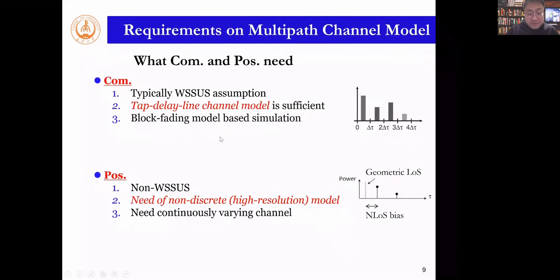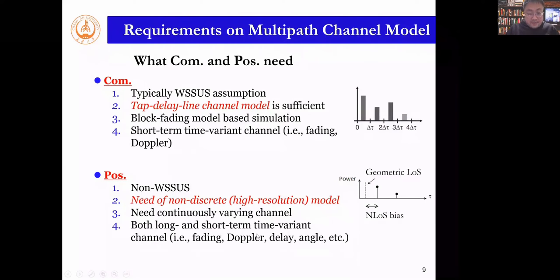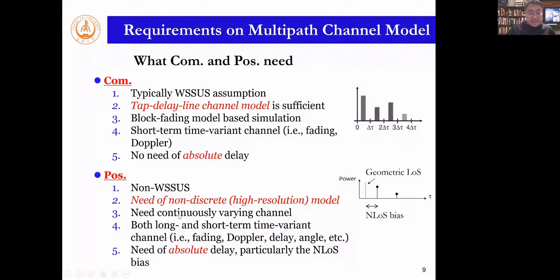The traditional block fading model is very popular for communication, but for positioning, we need a continuously varying channel model. This is what we call a time varying channel model. Of course, we can add some short-term fading on top of this block fading for communication, like small scale fading, and we add a Doppler effect. That is enough for communication, but for positioning, we need something more. We need not only fading and Doppler, but also the changes of the delay as well as the angle. So what we can see is that the channel model we need for communication is much simpler compared to the channel model for positioning. And this also introduces a lot of complexity and a lot of work for us to derive a channel model for positioning.